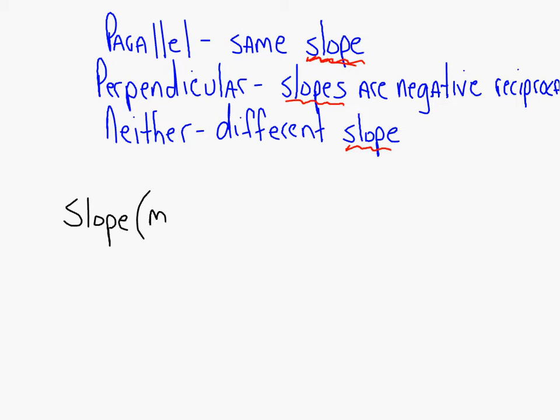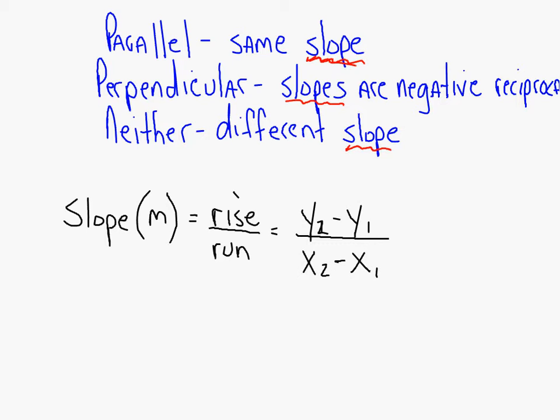also called M. Slope is equal to rise over run. And that is the change in y. That's your y2 minus your y1. Y sub 2 minus y sub 1 divided by x sub 2 minus x sub 1. It's also your vertical change. Vertical change over horizontal change.